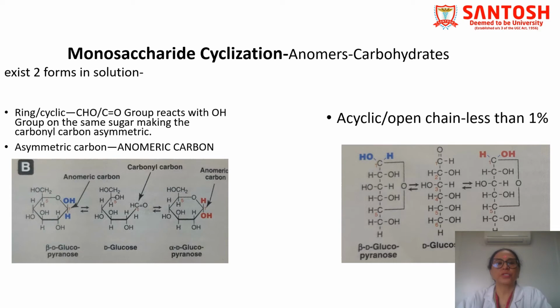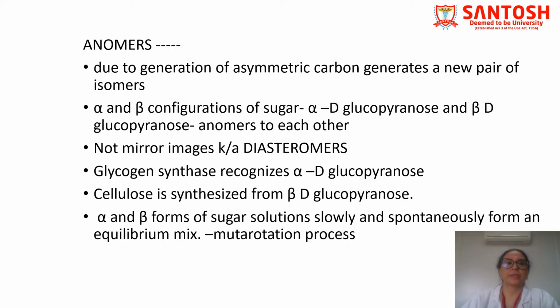Similarly, in the open chain structure, you can see that there is a bond formation between the aldehyde group and the OH group. And what is happening? There is a cyclization of the beta and the D form. In the blue, you can see the orientation of OH is on the left side, and in the red form, the orientation of OH is on the right side. So right side orientation is always alpha form, left side orientation is beta D.